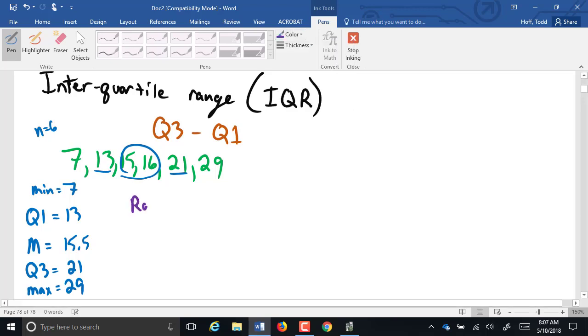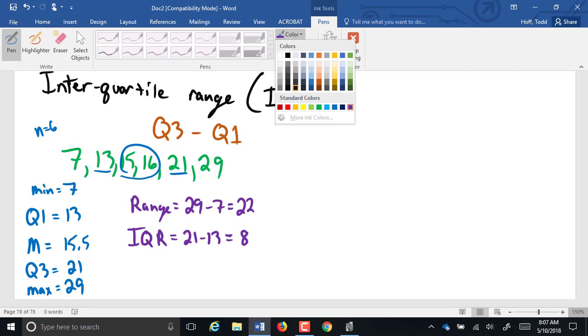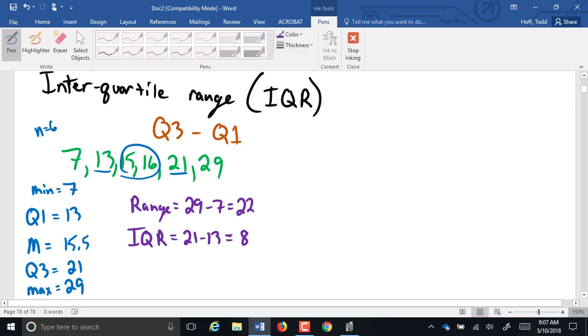So there's 2 numbers I'm going to compare here. The range is 29 minus 7, or 22. The interquartile range is 21 minus 13, or 8. What does that tell us? What do those 2 numbers together tell us?